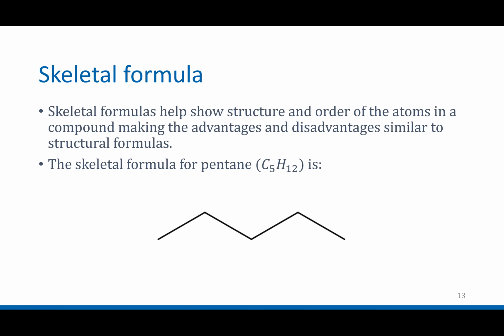So skeletal formulas show the structure and order of atoms, but we don't have to worry about the carbons and hydrogens. I'm just going to take a minute here, and if you're spacing out, I just want you to look at what I'm about to do. This is pentane. Pent means 5. This is a hydrocarbon that has 5 carbons in its chain.